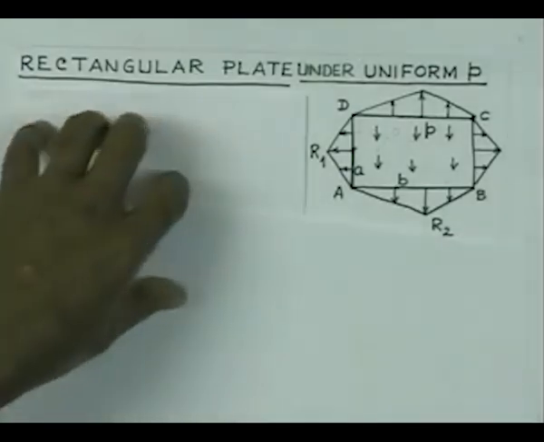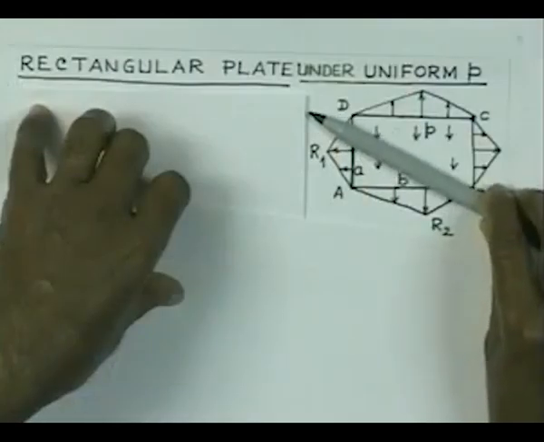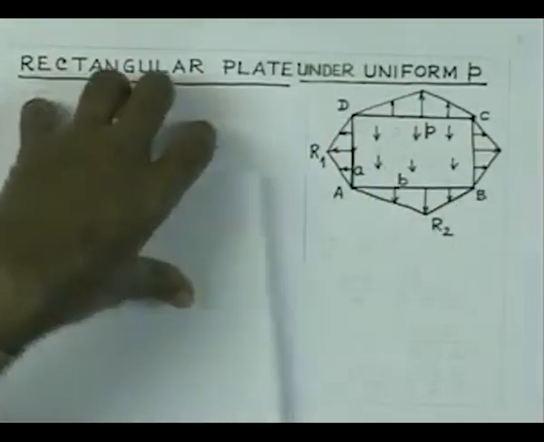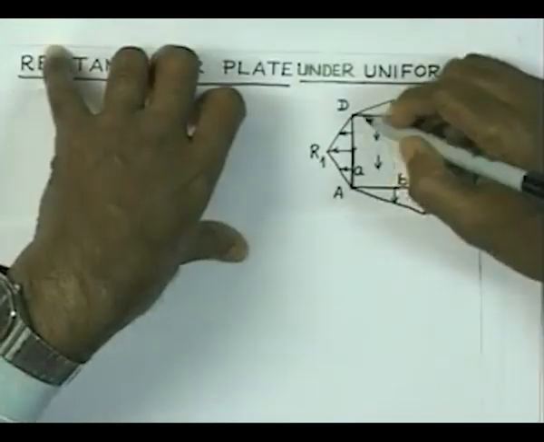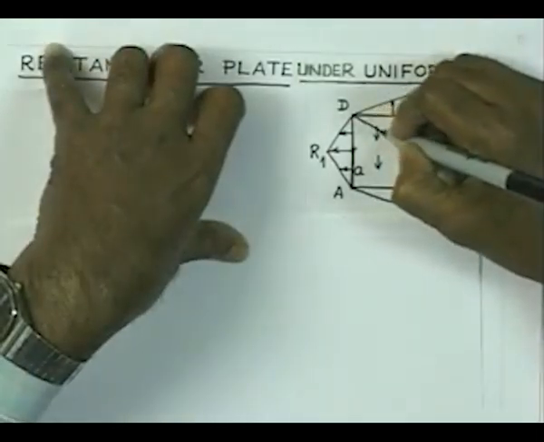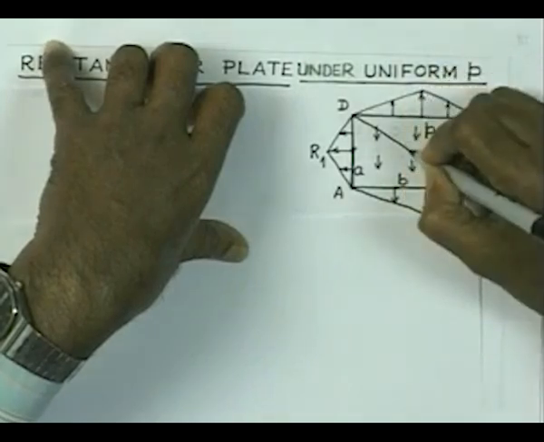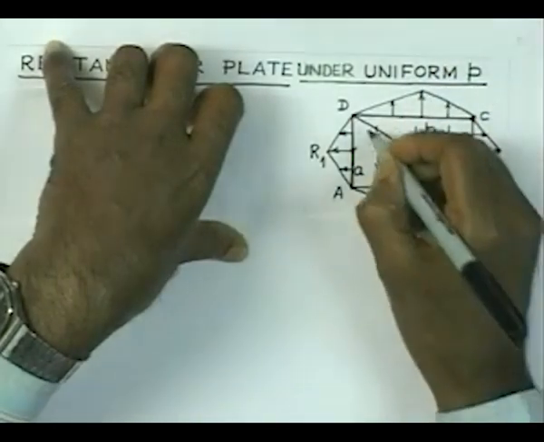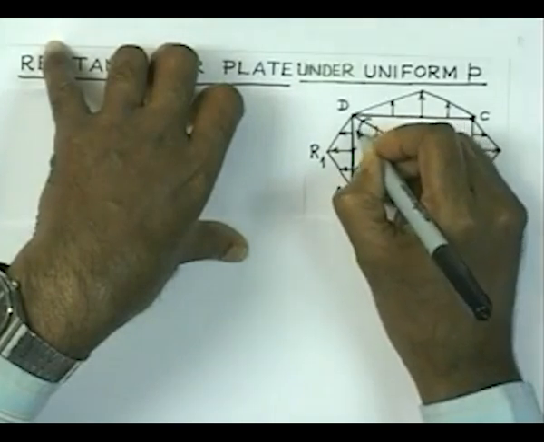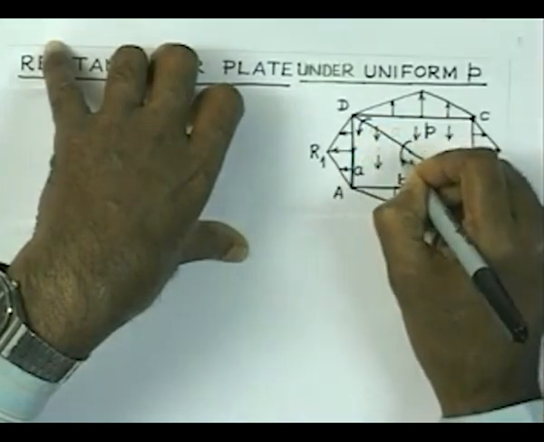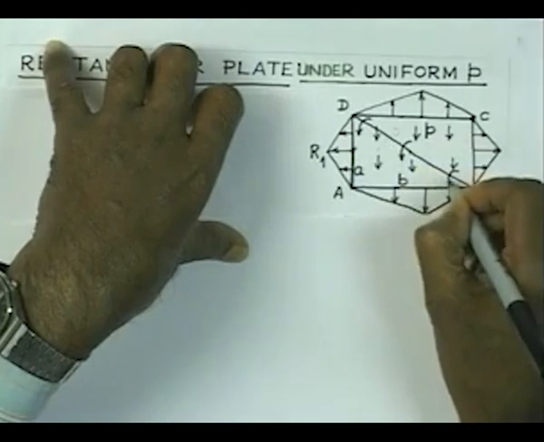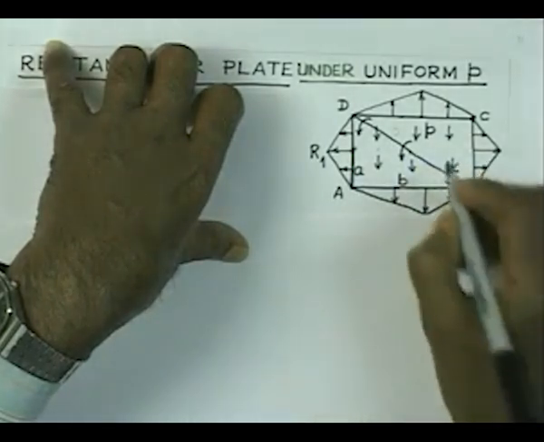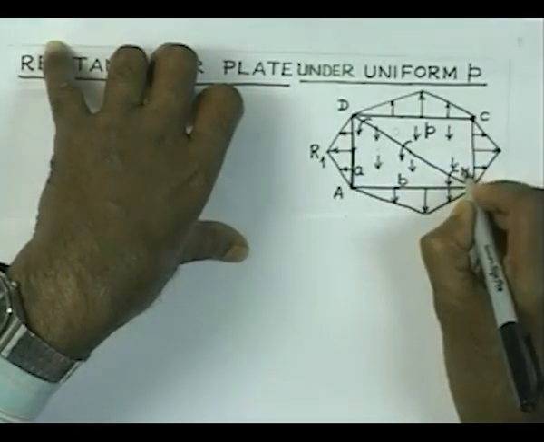Now, if we consider half of the plate, let us take a diagonal section. We just cut the plate into two along this line BD. So, if we do that, then we will have shear forces acting on this diagonal, plus we are going to see the bending moment. Let us say that this bending moment is uniformly distributed all over with some intensity, let us say that is equal to m.